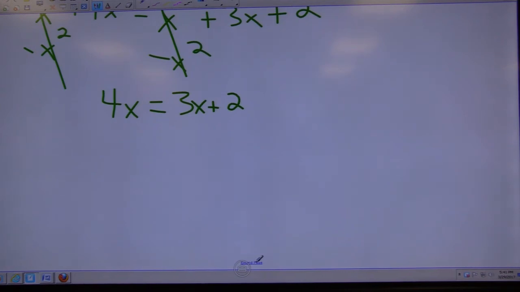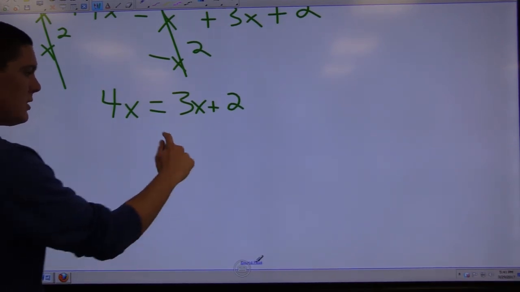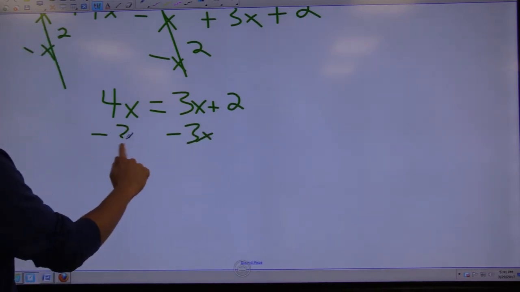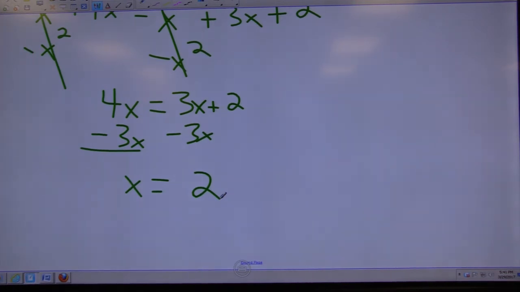Okay? And then from there, we can solve. So we've got to try to get x on its own side by itself. So let's subtract 3x from both sides. So x is going to equal 2. All right. So that's x.